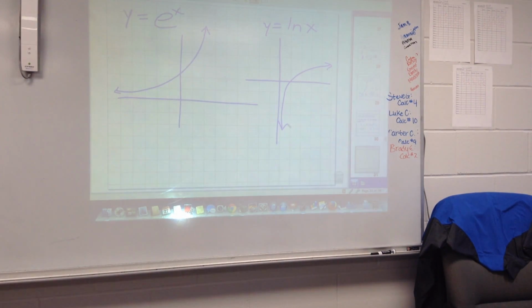Big positive. If you had to graph the derivative, like remember those questions on those tests? If you had to graph the derivative, what might your guess be? Exactly the same. The derivative of e to the x is, believe it or not, e to the x.